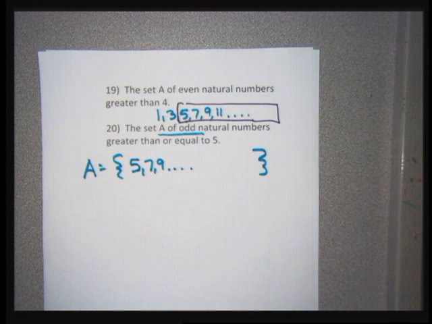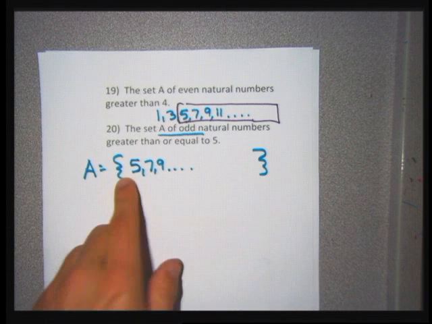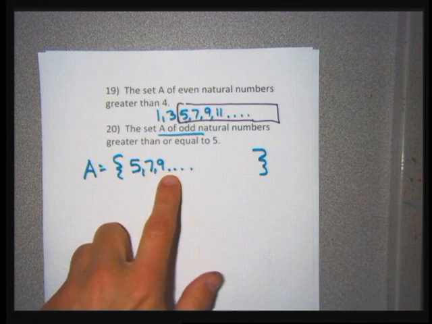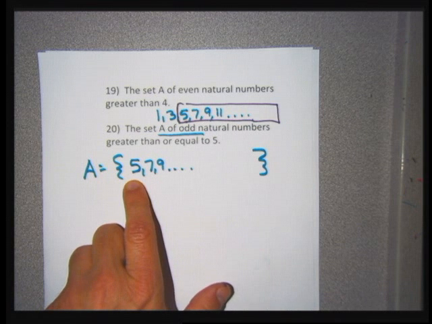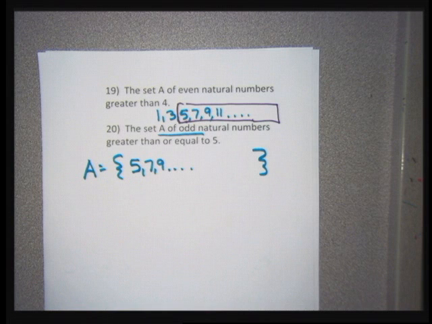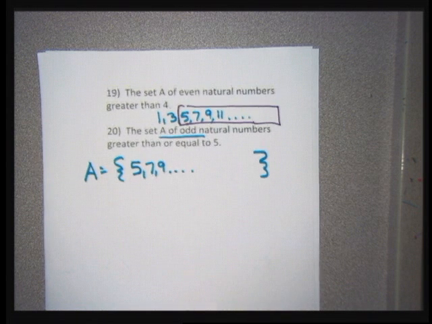Notice I didn't say x is a natural number because this pattern just implies that the next numbers are 11, 13, and 15. So it's implied that my set is natural numbers. I don't need in roster form to use the x as a natural number.